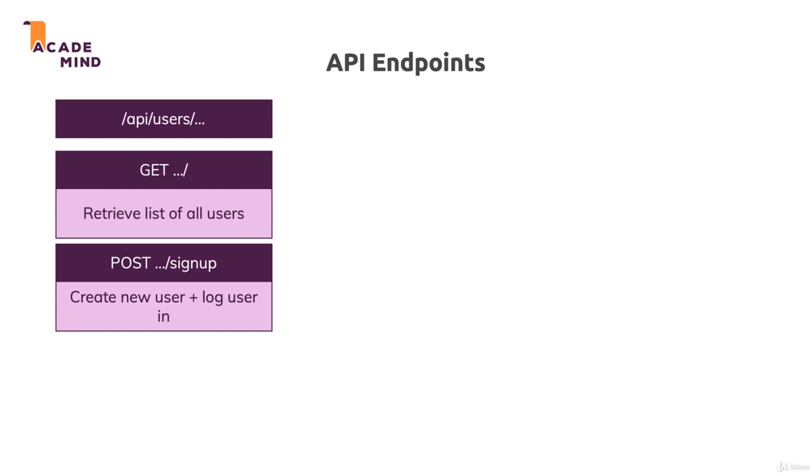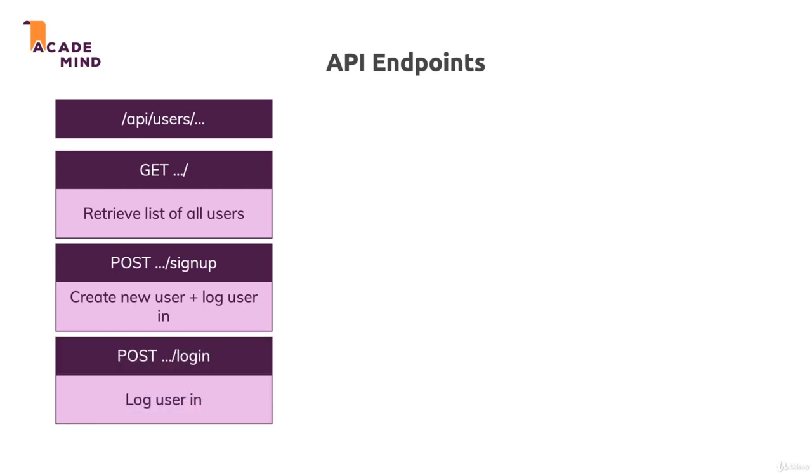When we send a post request to /login, we'll just log the user in. So I expect to have a password and email attached to that request. And then we'll skip the creation part because we assume this user already was created. We just try to log the user in. So these are our user related routes.